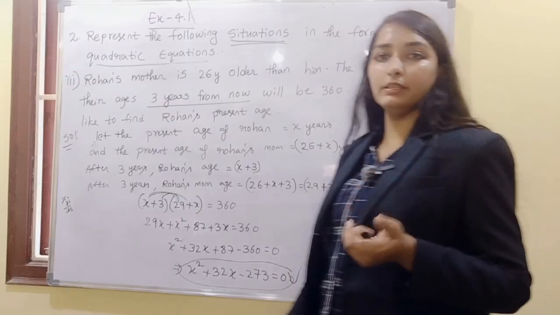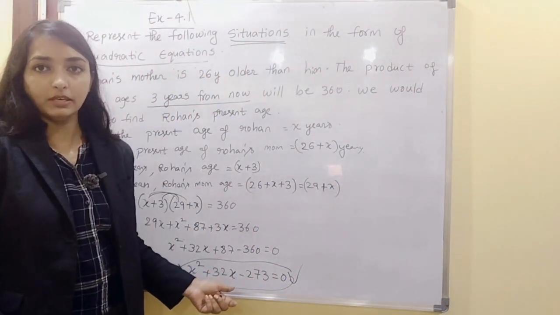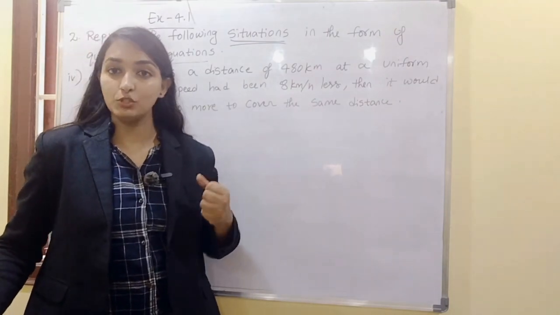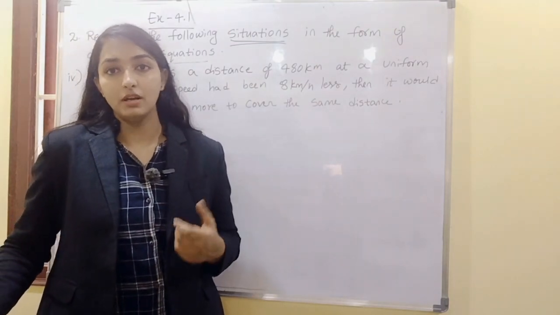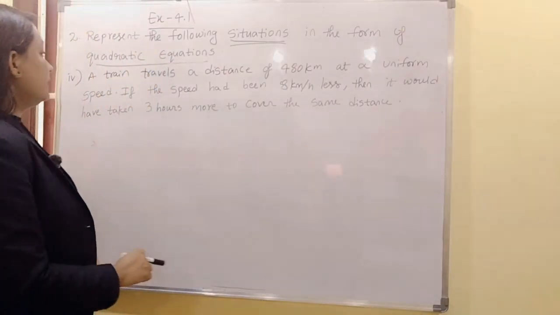x square plus 32x minus 273 is equal to 0. Okay, this is the fourth question, and let us represent this situation in the form of ax square plus bx plus c is equal to 0. Let us read the question.